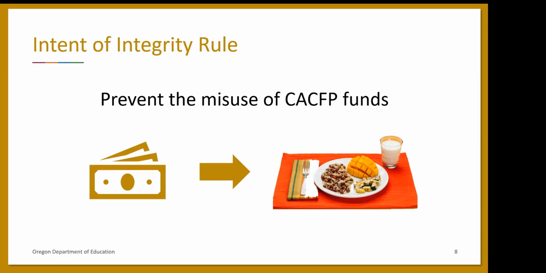The intent of this integrity rule is to prevent the misuse of CACFP funds. FNS wants to ensure that reimbursements provided for CACFP are going towards nutritious meals served to CACFP participants, and this is done by requiring state agencies to check bank statements and verify that CACFP reimbursements are being spent on approved CACFP expenses.